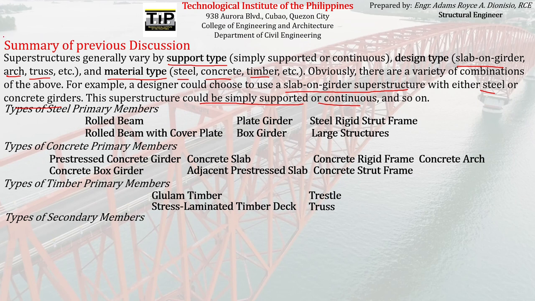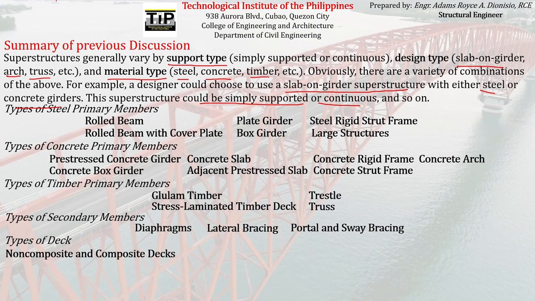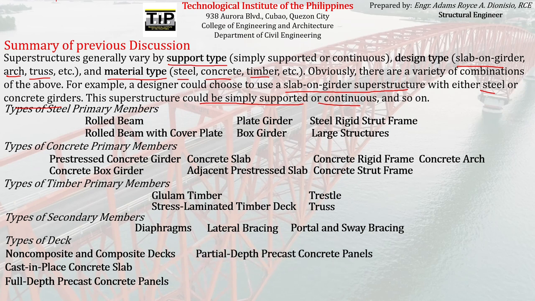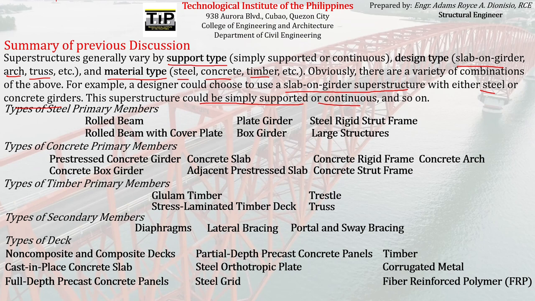Those are just primary members, and we all know that a superstructure is composed of primary members, secondary members, as well as the deck and the wearing course. So we also studied last meeting the different types of secondary members, which are the diaphragms, lateral bracing, and the portal and sway bracing. And lastly, the different types of deck, which are the non-composite and composite decks, cast-in-place concrete slab, full-depth precast concrete panels, partial-depth precast concrete panels, steel orthotropic plate, steel grid, timber, corrugated metal, and lastly, the fiber-reinforced polymer or FRP, which is the newest technology used for deck construction. Those are the things that we discussed last meeting.